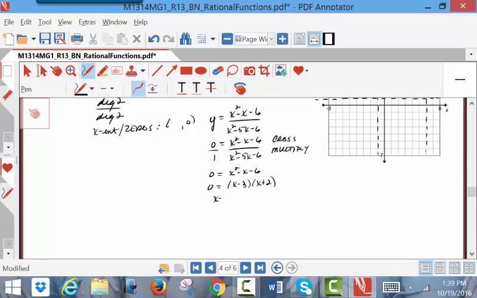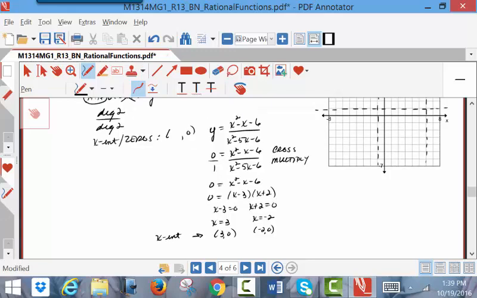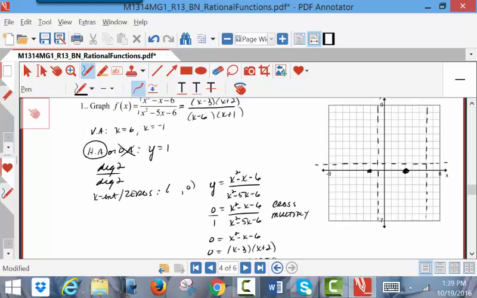Then you set each one of these factors equal to 0, and you get your x-intercepts occurring at 3 and negative 2. So you have 2 x-intercepts. They occur at an x value of 3 on my graph. Here's my (3, 0) on my graph, and (negative 2, 0) on my graph. So check mark. I've found my vertical asymptotes, my horizontal asymptote, and my x-intercepts.